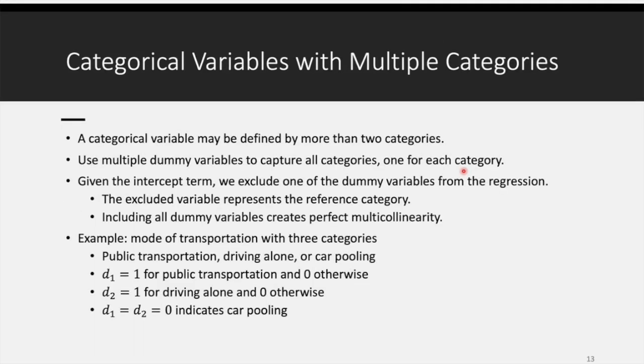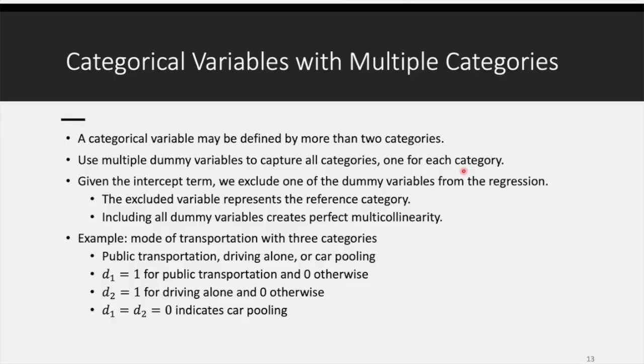The last thing we're going to say is about the categorical variable. So far we have used a dummy variable to describe a categorical variable with only two categories. Sometimes the categorical variable may be defined by more than two categories. In these cases, we use multiple dummy variables to capture all categories. We did this in chapter 2, by the way. The mode of transportation used to commute to work may be described by three categories: public transportation, driving alone, and carpooling. We did this example.